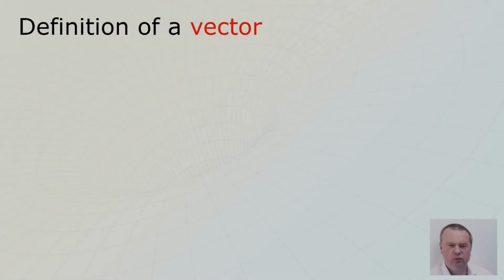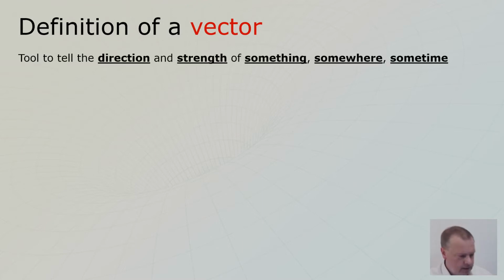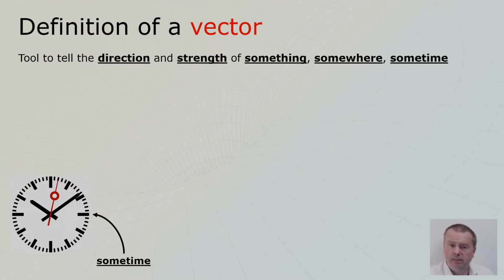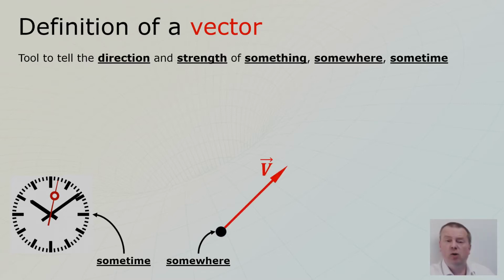Now it's time to look a little bit deeper into the concept of a vector. Let's start with its definition. Well, it's my definition, and I'm saying it is a tool that tells you the direction and the strength of something, somewhere, sometime, just as we just saw in the wind field. Sometime is a time. Somewhere is somewhere in space. And there you have it.